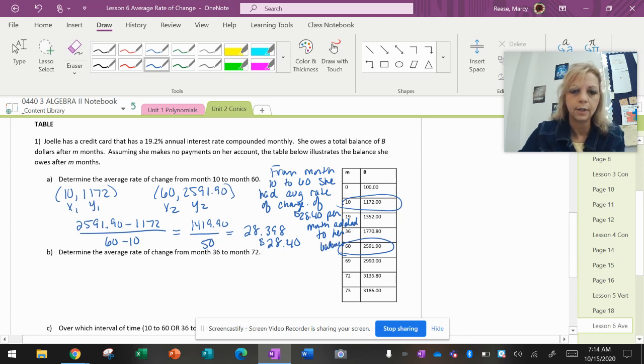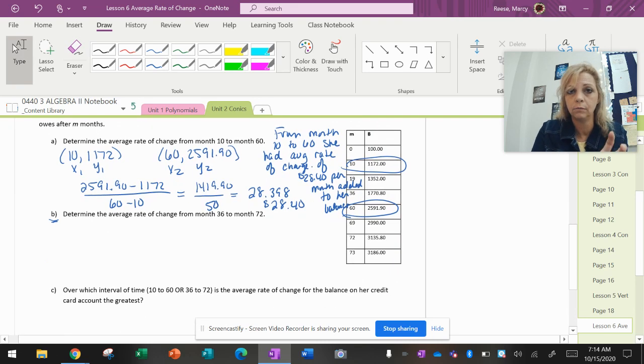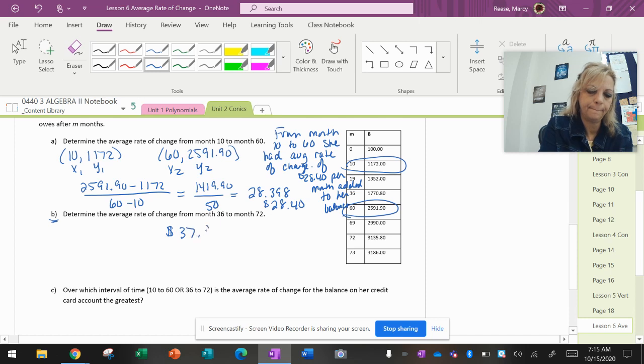Okay, so I'm going to let you do B. All right, so take a minute and try B. Determine the average rate of change from month 36 to 72. Okay, so stop it and do it, and then I'm going to put the answer up. Okay, so hopefully you got $37.92.